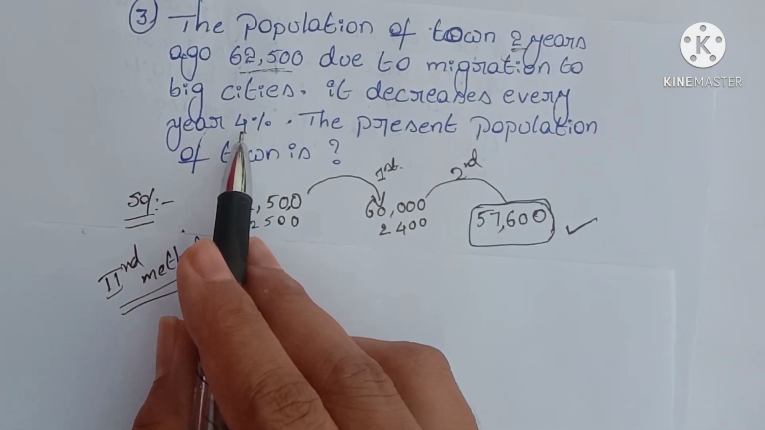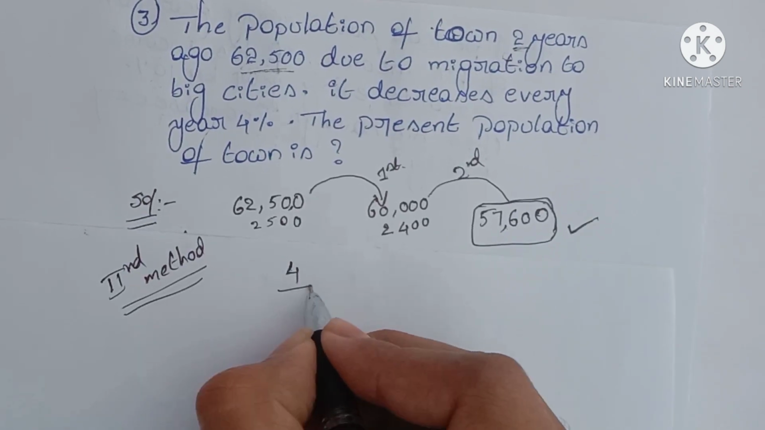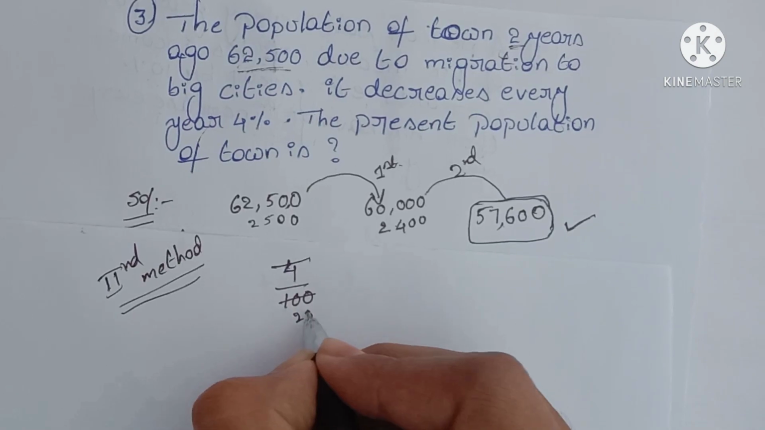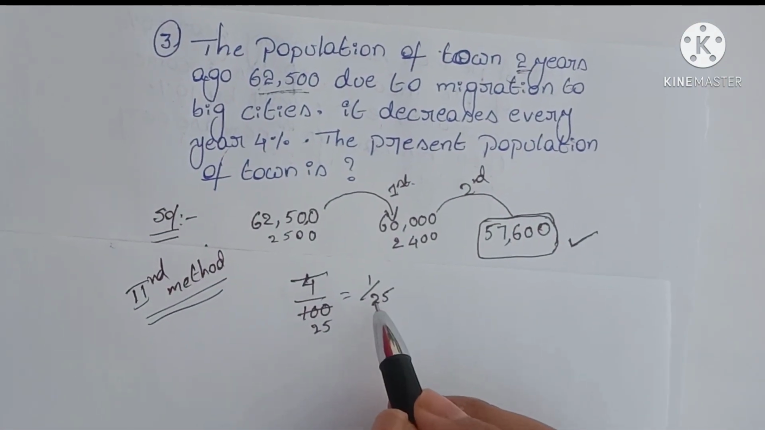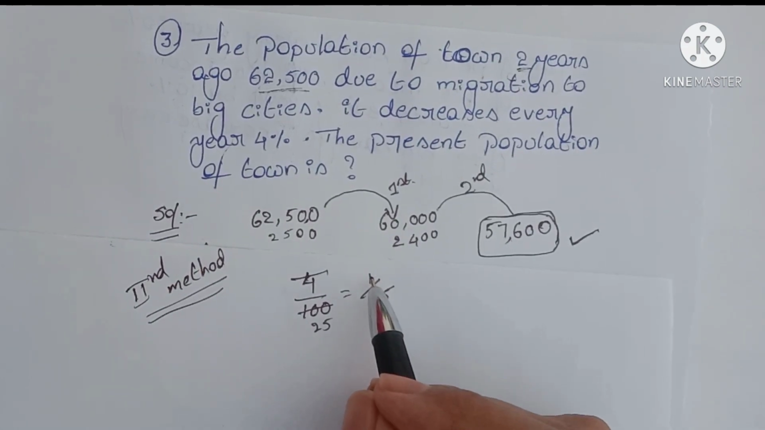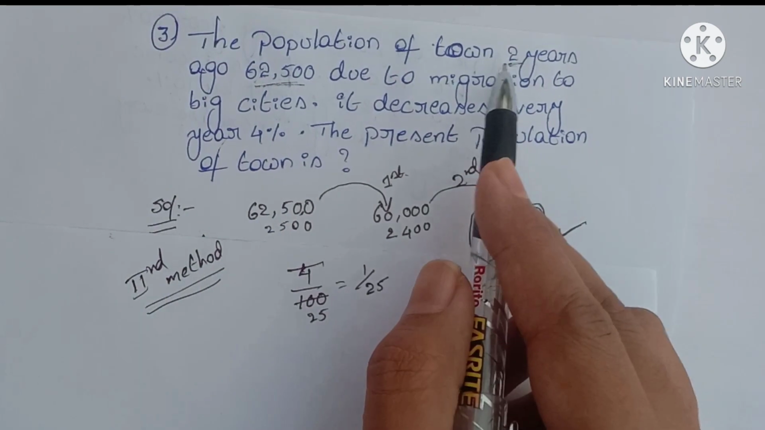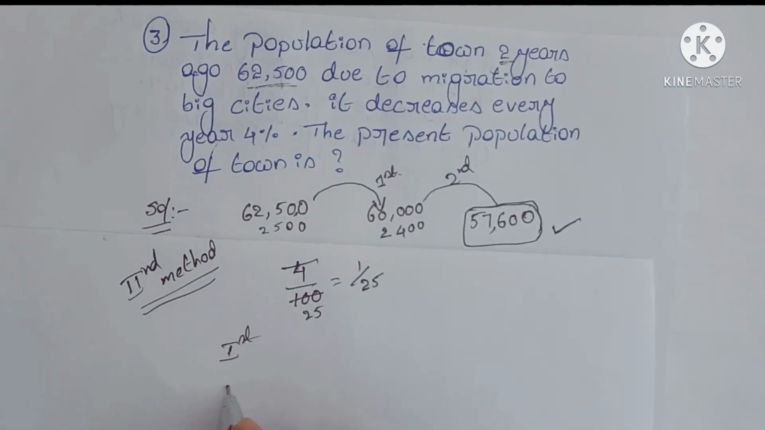Second method. Every year it decreases 4%. We need to convert this 4% into fraction. 4 by 100, that is 1 by 25. Originally it is 25 parts, right? Every year it decreases 1 part. That means 25 minus 1, 24 parts. It decreases in 2 years, right? First year, second year.